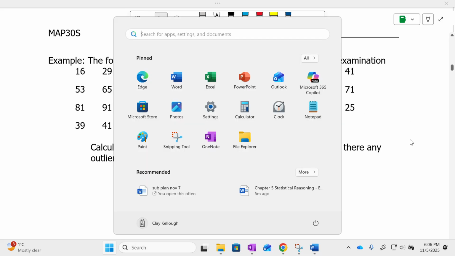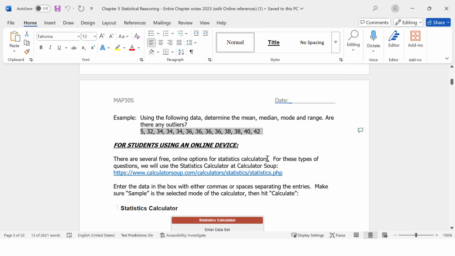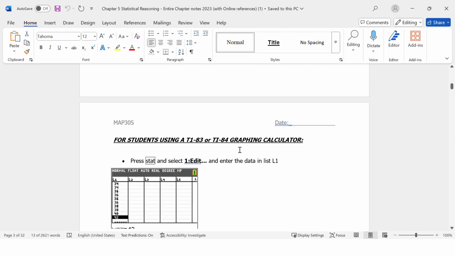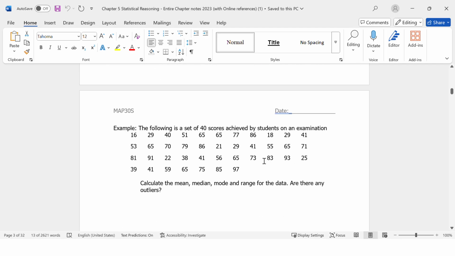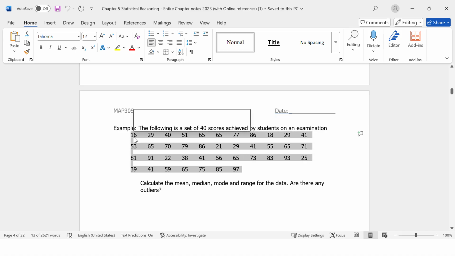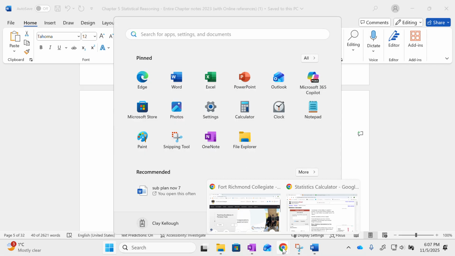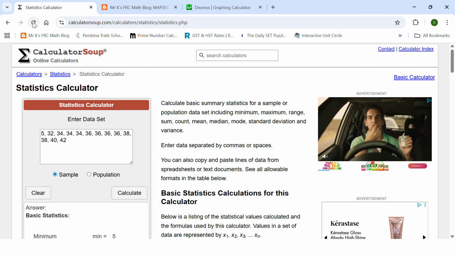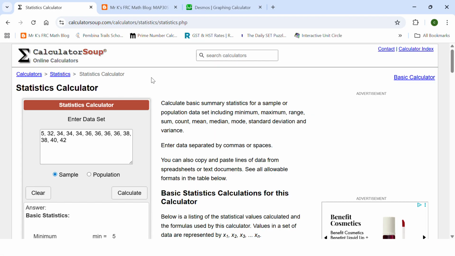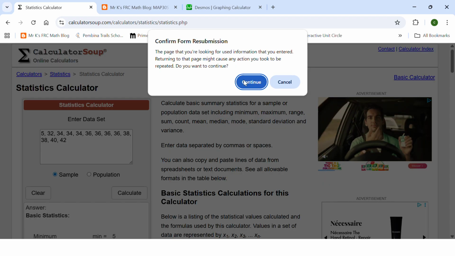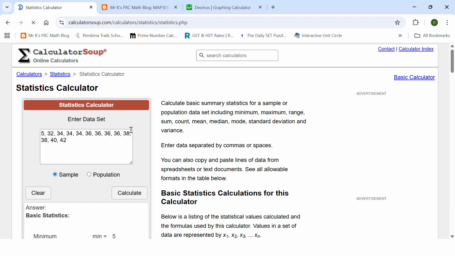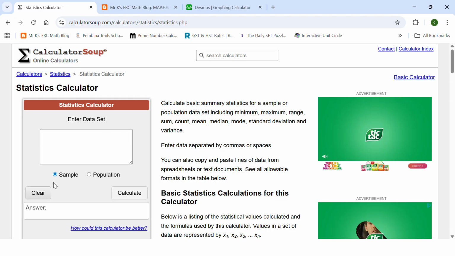So again, if I want to try the trick where I cut and paste, I should go to the Windows or Word file and Control C, and then go back to my Calculator Soup. Just reset the page. Oh wait, didn't like that. Continue. Sorry, the Calculator Soup does have ads. Oh, there's a clear button. I'll just use the clear button.